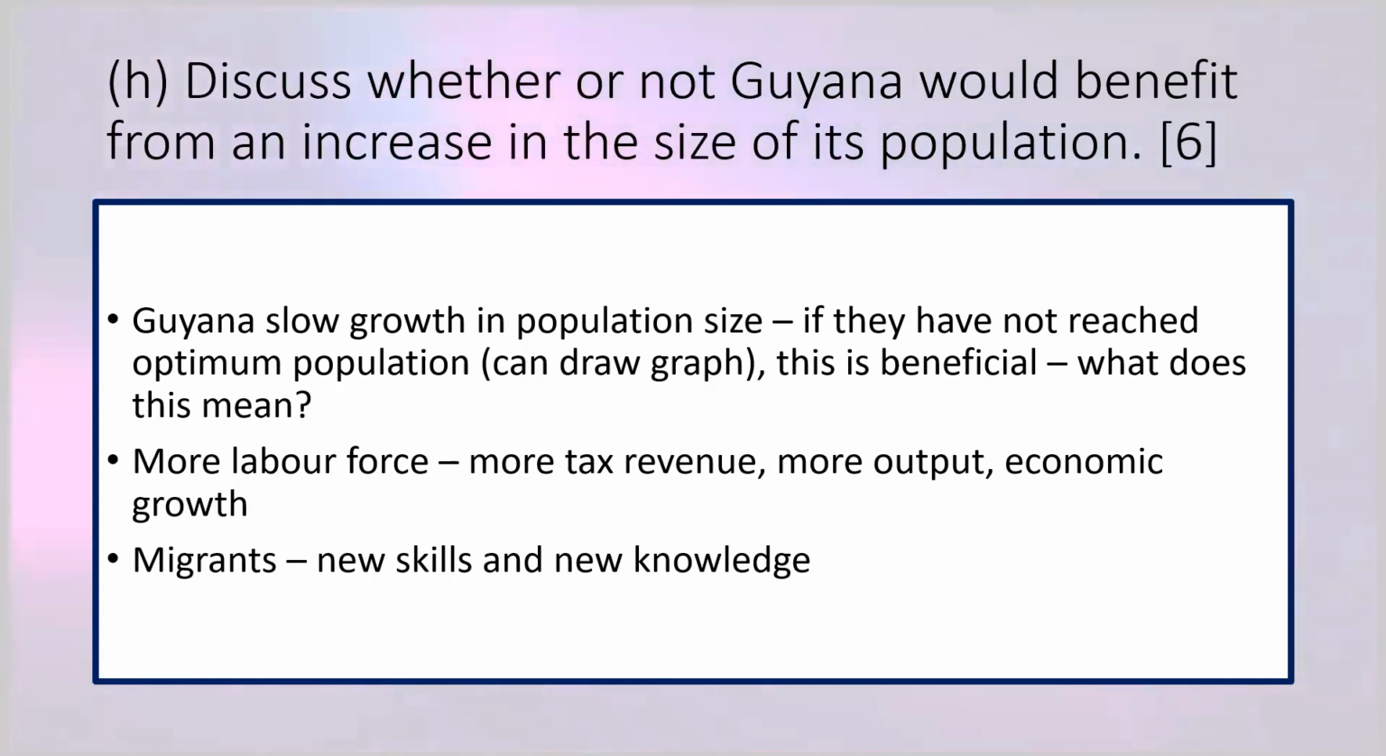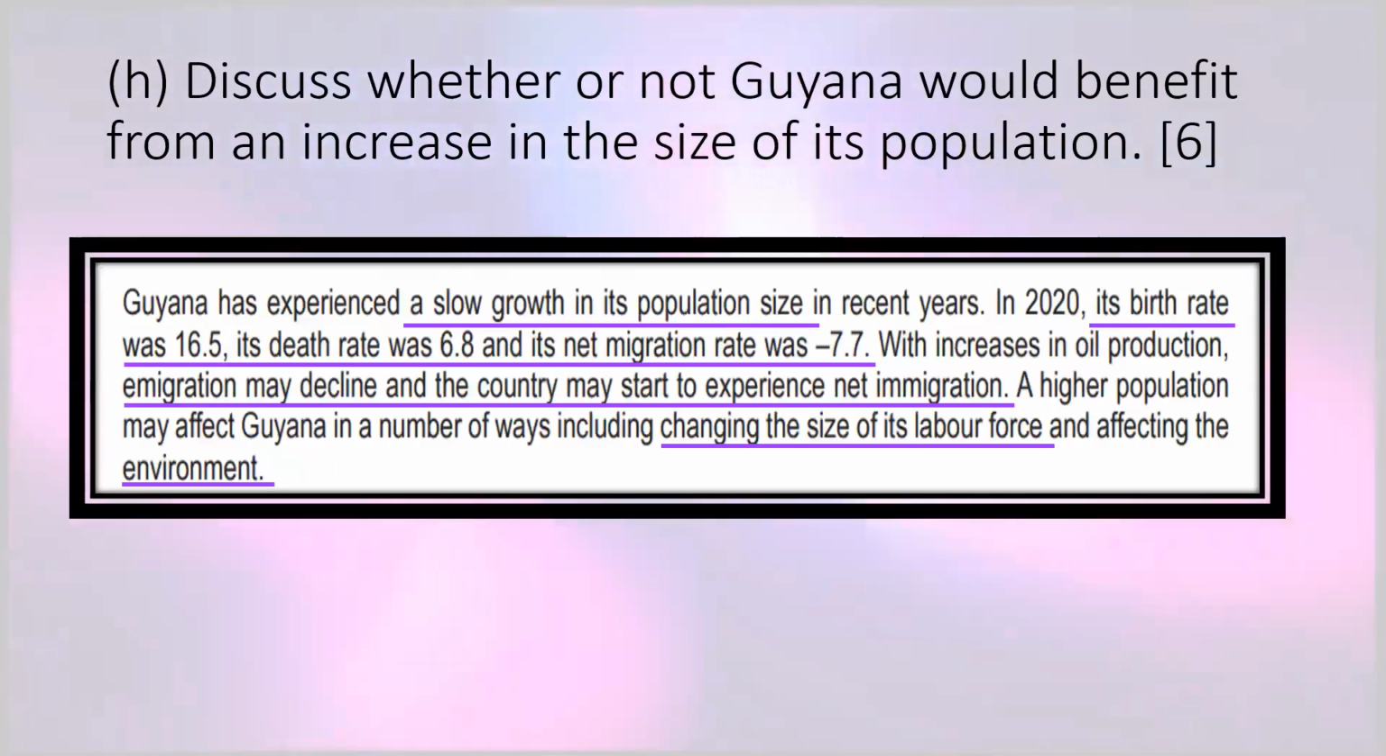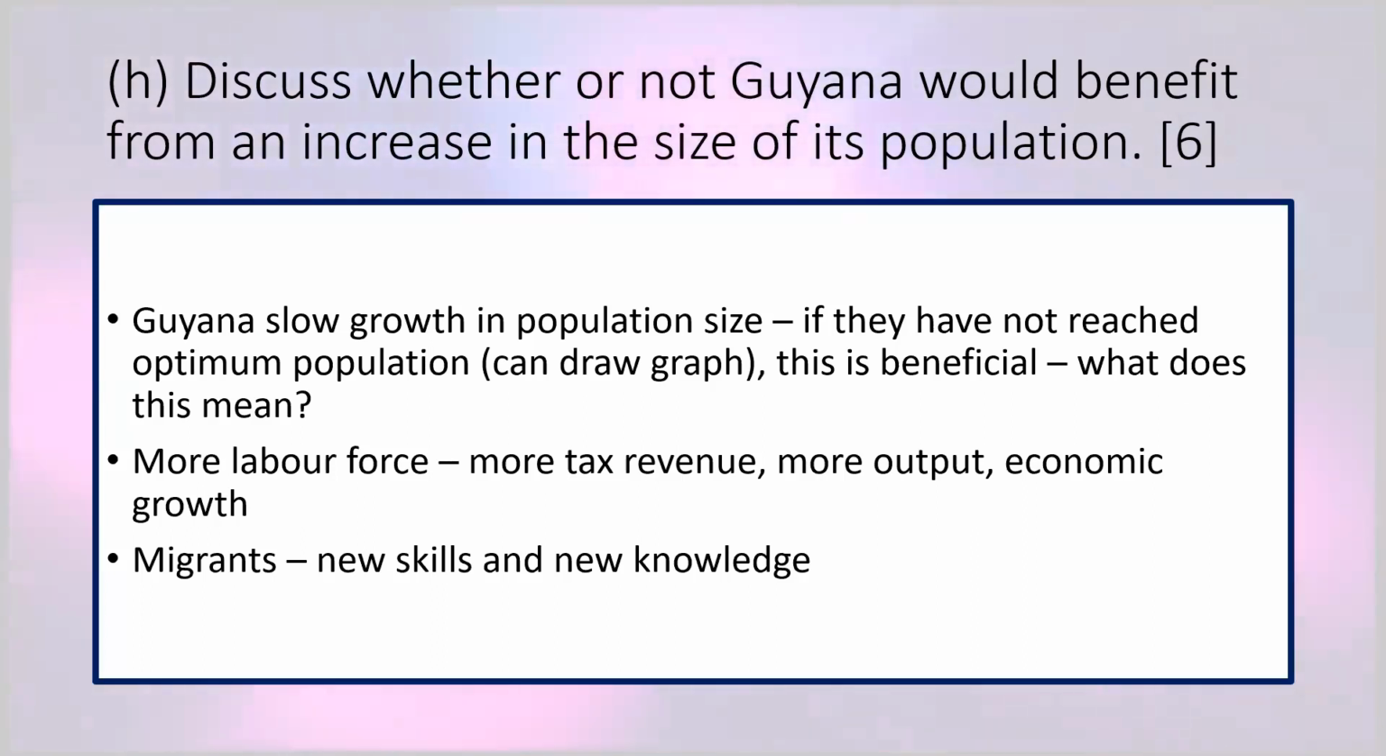Here Guyana has a slow growth in population size. How do we know this? The passage said so. Now, if they have not reached the optimum population, and you could put in the graph here, not that you're going to get marks, but it's good to show off in the right way, then this is beneficial. That means right now the country is underpopulated. So why are you not producing so many goods and services? Why is your GDP so low? Maybe you didn't have enough workers.